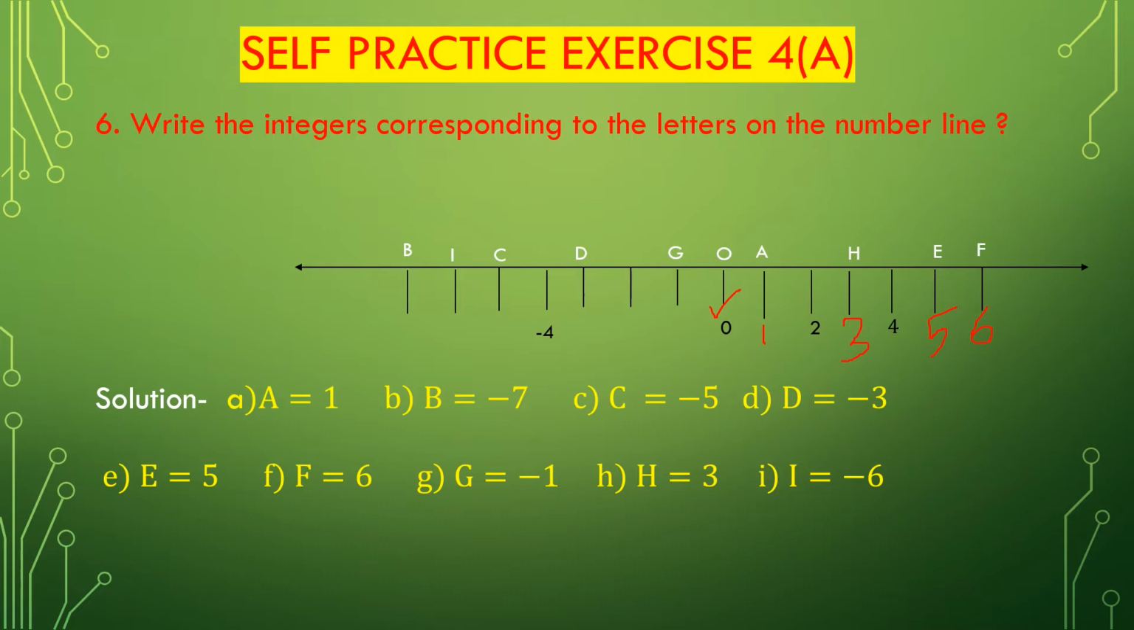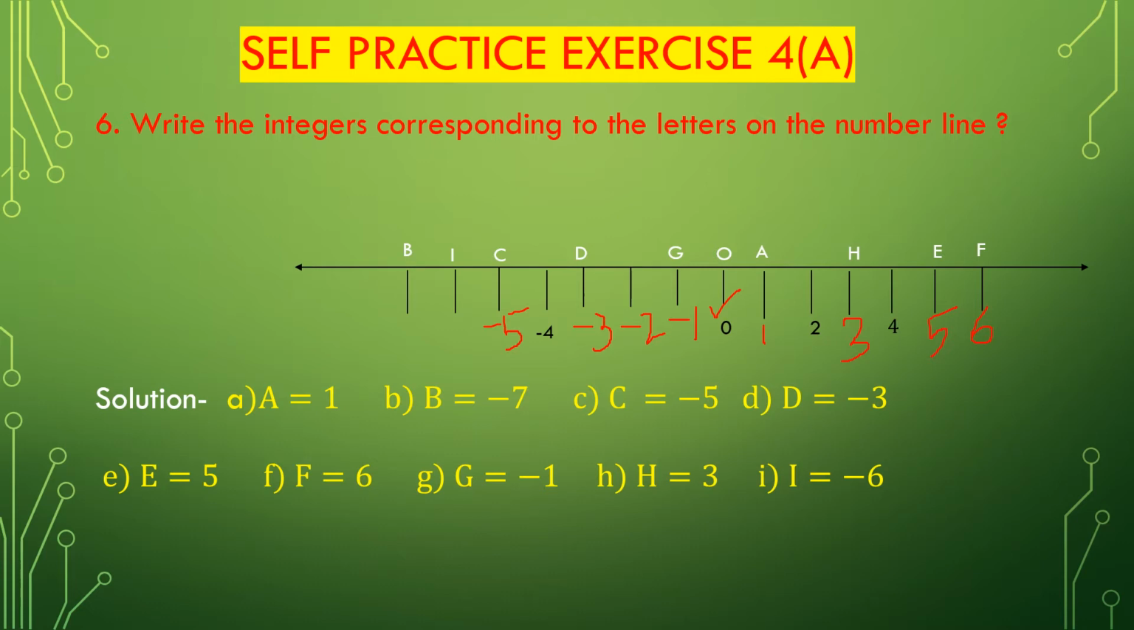Then from 0 to the left hand side all are negative integer. From 0 to the left hand side G is there. G will be minus 1 and this line will be minus 2. Then D will be minus 2 minus 1, minus 3 negative integer. Then this is minus 4. This line is minus 4. Then C will be minus 4 minus 1 that is minus 5 negative integer.